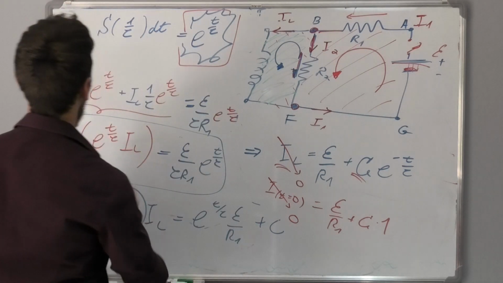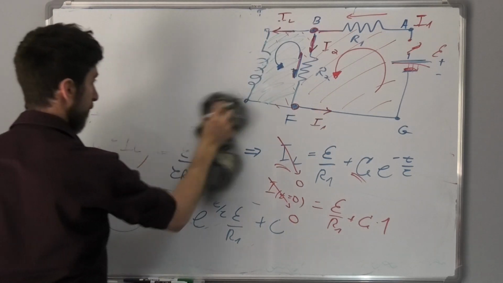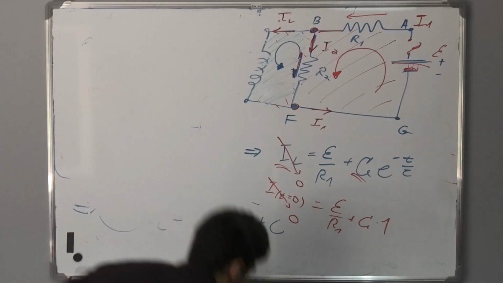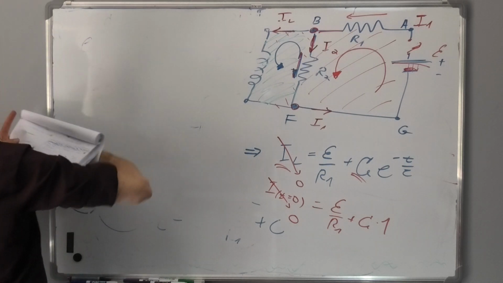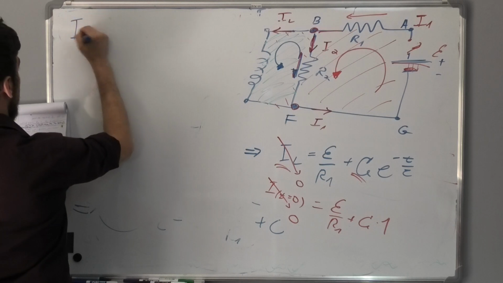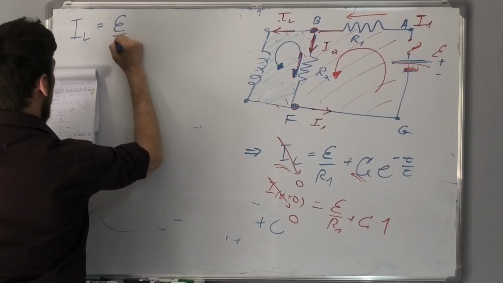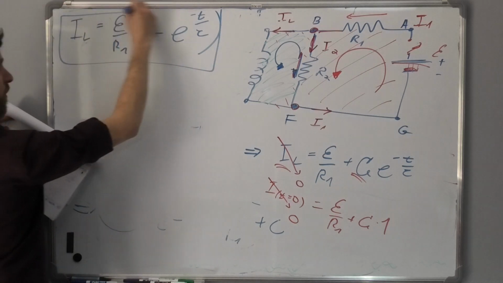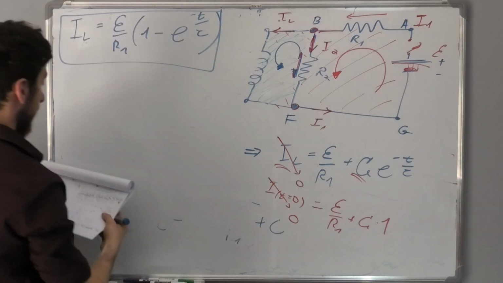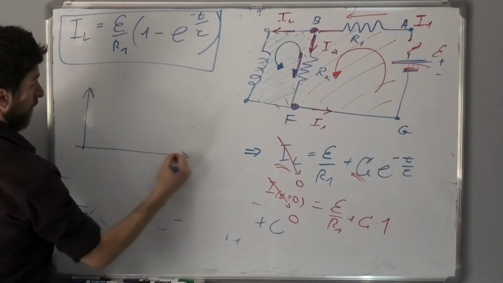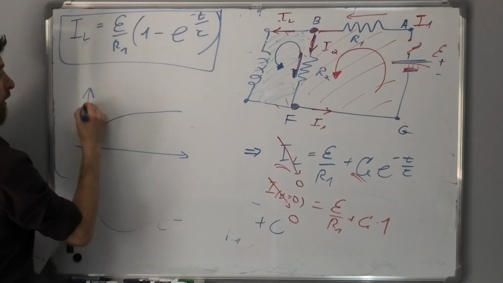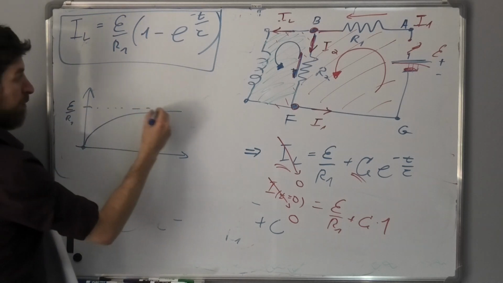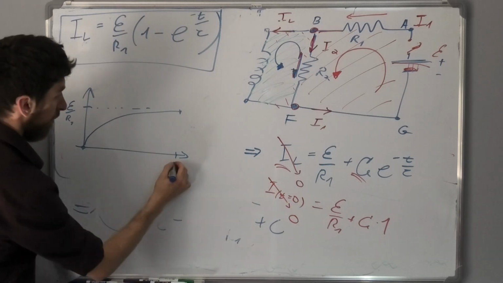So let's write it here. The full solution is, let's do it in blue, IL equal to epsilon over R1 times 1 minus e to the minus t over tau. Okay? So this is the solution. So what is the current you saw in the inductor? Let's draw this one up. The current starts at 0, and in the end, what's it going to be like? It's going to be epsilon divided by R1 at infinity, right? Remember, infinity is kind of saying 5 tau, right?